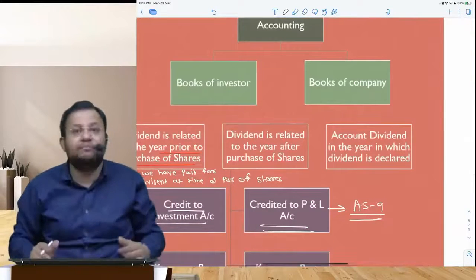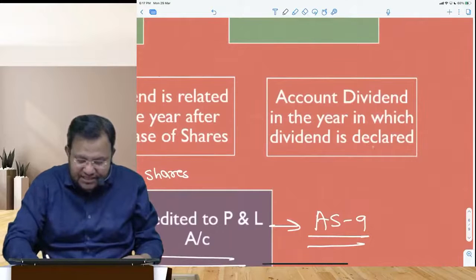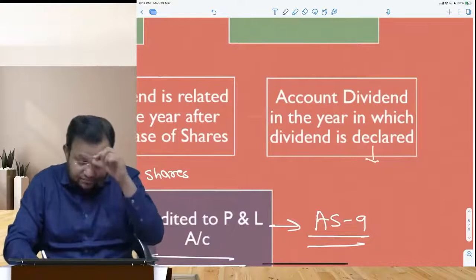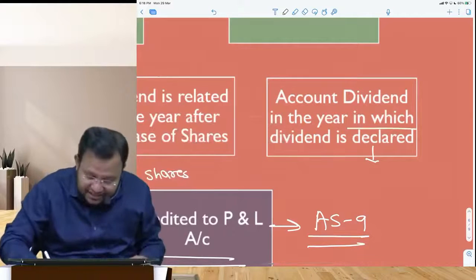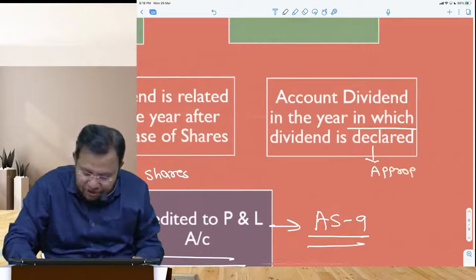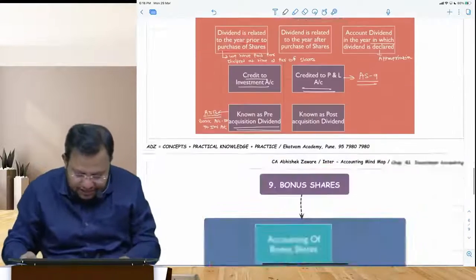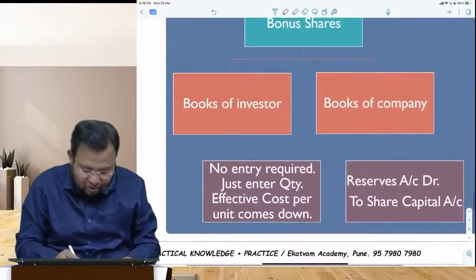In the books of the company, we account for dividend in the year in which the dividend is declared, not the year to which the dividend relates. So it is an appropriation of profit in the books of the company, and reserves come down. That is dividend accounting. For bonus shares in the books of the investor, no journal entry is required.